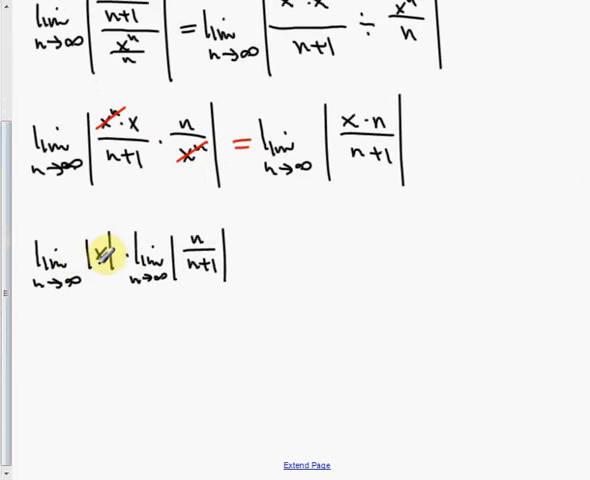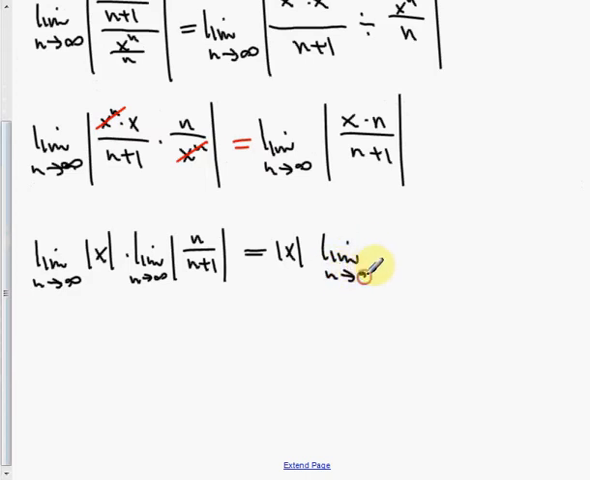Now, x becomes a constant with respect to the change of n. You see that x becomes a constant with respect to n. n is going to infinity, but x is staying the same. So the limit of a constant, you recall, is a constant. Now, we don't know the nature of x, so we keep it as the absolute value of x.